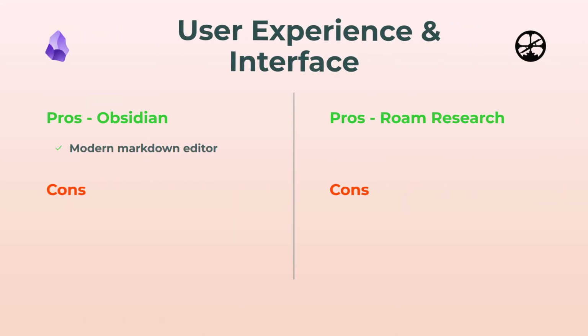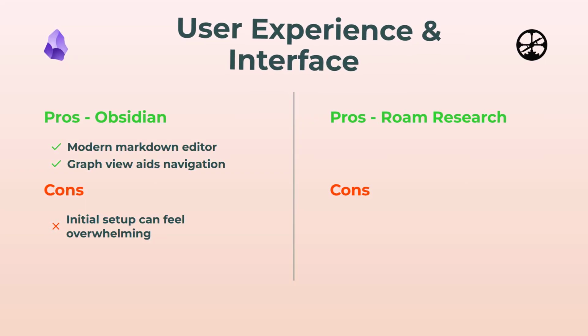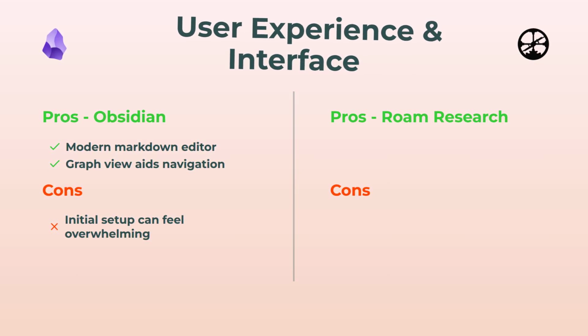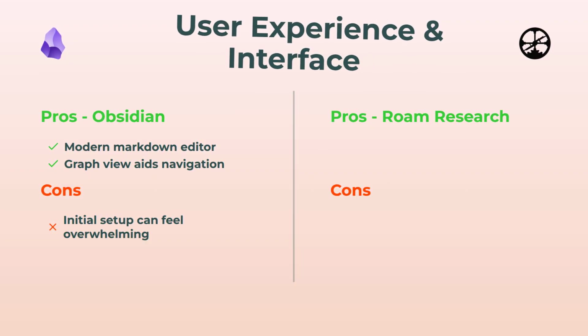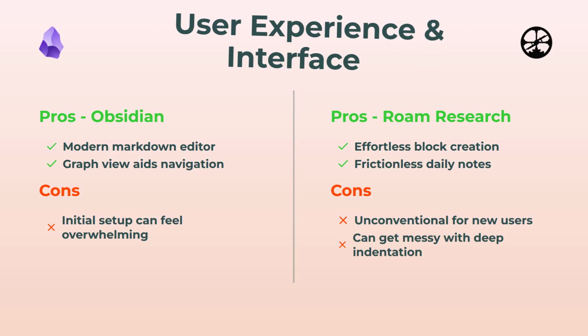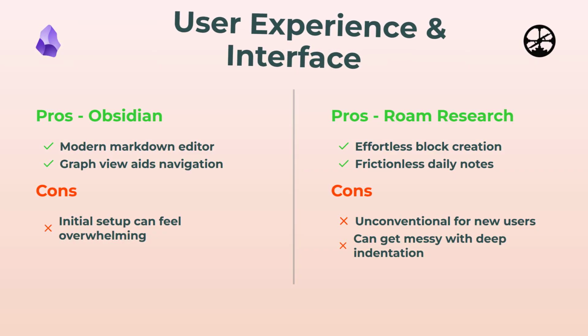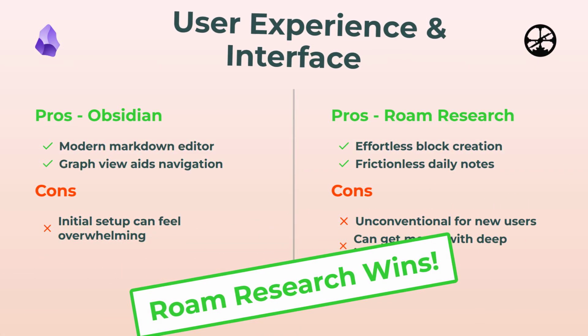And lastly, user experience and interface. Obsidian comes in strong with a modern markdown editor and a graph view that actually helps you navigate all your brain dumps. The only thing is, that first setup can feel a bit intense. There's a lot going on. Roam, though, effortless block creation and daily notes. It's so smooth. Sometimes, though, it gets messy if you go cray-cray with indentations. Plus, the unconventional layout can throw off newbies. Still, for that frictionless flow, Roam edges Obsidian in user experience.